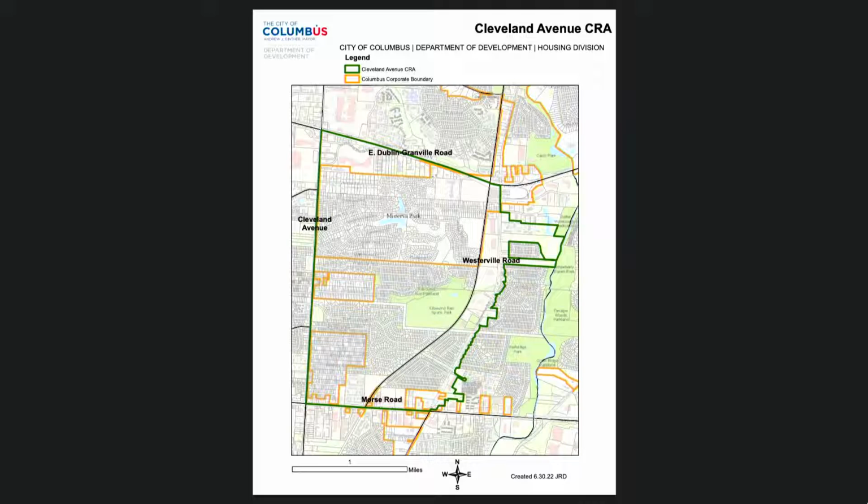And this will also bring the incentive to more homeowners, both in the 161 example and the Cleveland Avenue example. So properties on the east side of Cleveland Avenue in this case will be able to benefit from the program too.